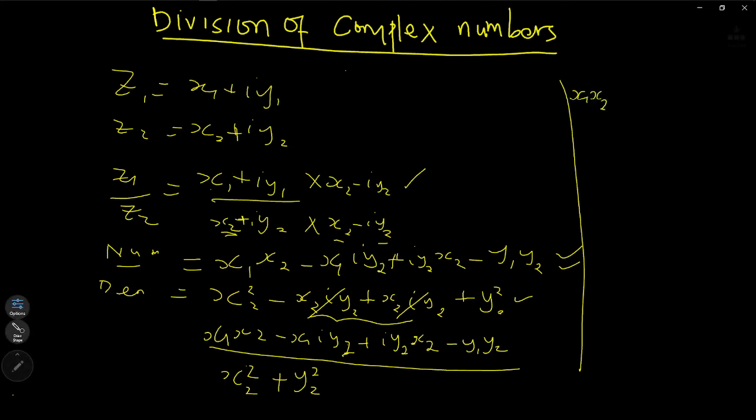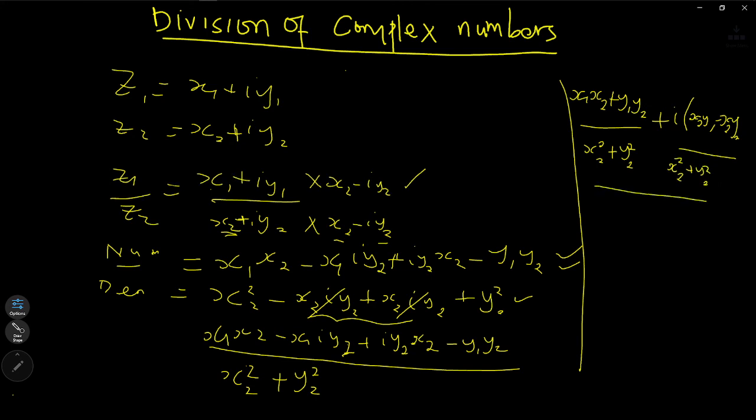So when we start by the real part, we are going to have x1 x2 plus y1 y2 then divide by x2 squared plus y2 squared, then we add the imaginary part, which is going to be i into bracket x2 y1 then minus x1 y2, then we are going to divide by the denominator, which is x2 squared plus y2 squared. So this is going to be our answer when we divide z1 by z2.